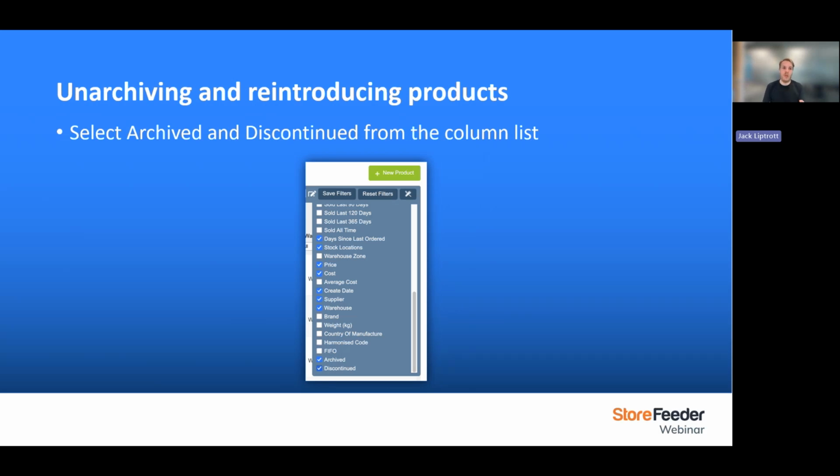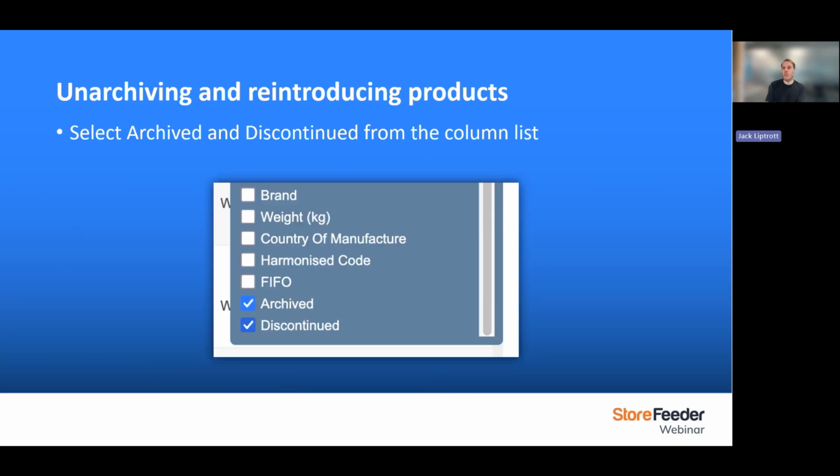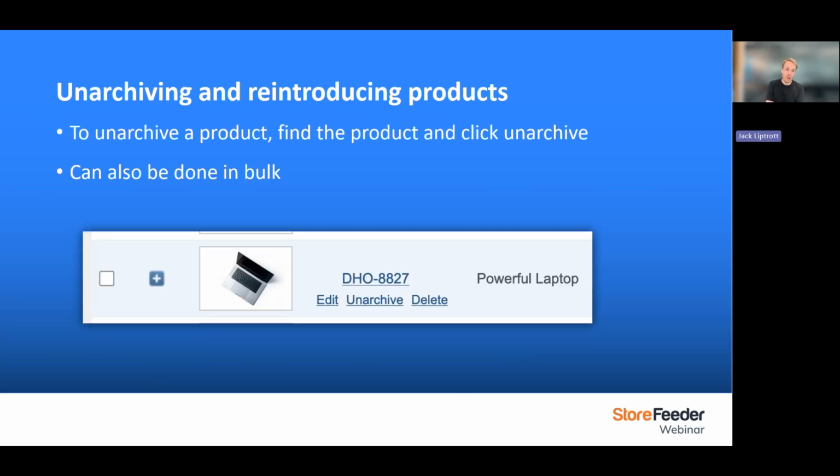They aren't visible on the manage products page by default. You need to go and select them from the column list and add them, but they're just at the bottom there. And once you do that, they'll then appear on the grid to filter by. So you can filter by yes, no, or both, essentially. So to unarchive a product, you'd find the product that's archived and click unarchive, and that will move it back.